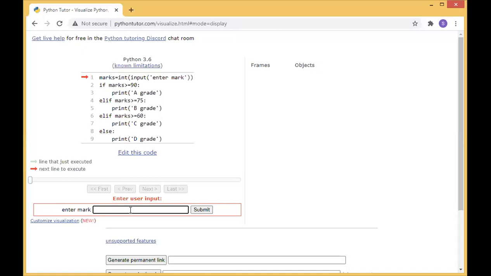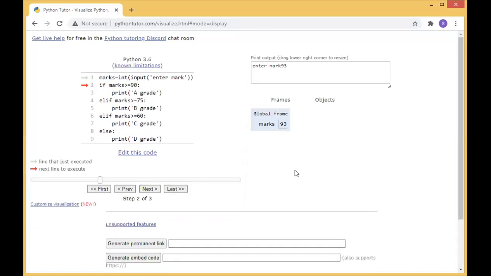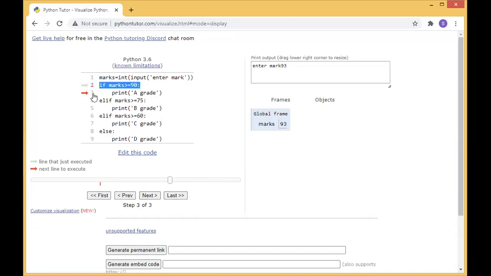93. So first we will check 93. You see, marks entered 93. Then it checks for the first condition. You see this is true and it goes to the third line. So now it will print A grade. Understood, students?